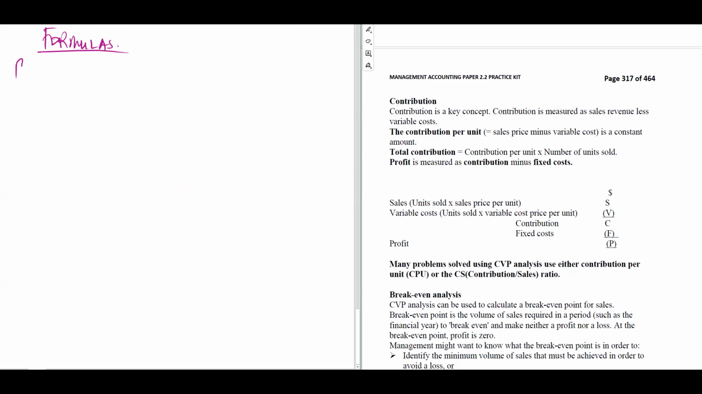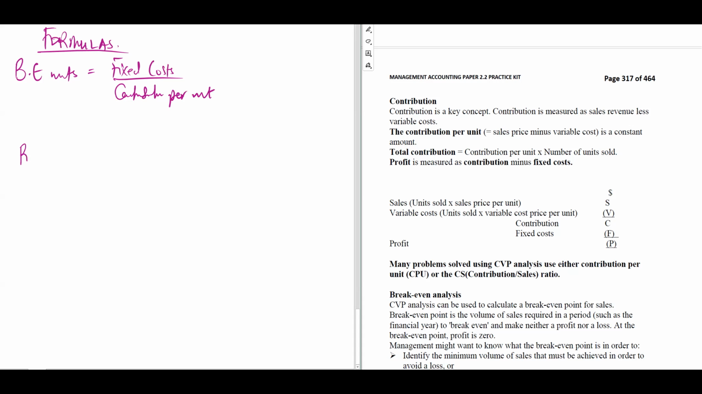So if the question asks you for break-even units, it is the fixed cost over your contribution per what? Per unit. And you know why it is like that, right? We are trying to find X.